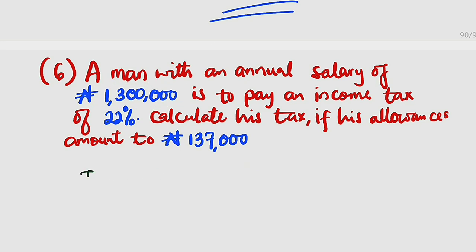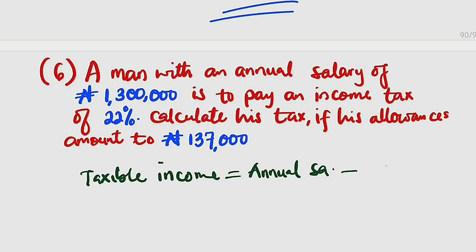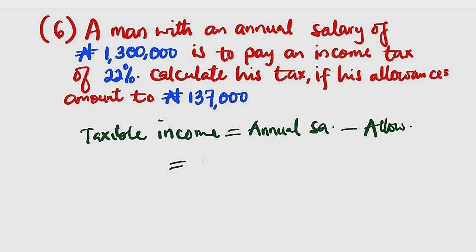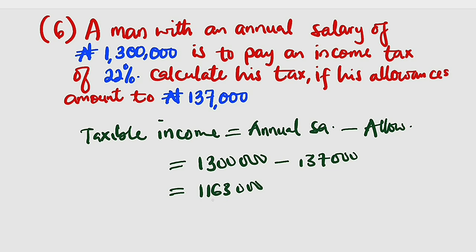So we say that the taxable income is equal to the annual salary minus the allowances. This will be equal to 1.3 million minus 137,000, and this is equal to 1 million 163,000. So this is what is taxable.